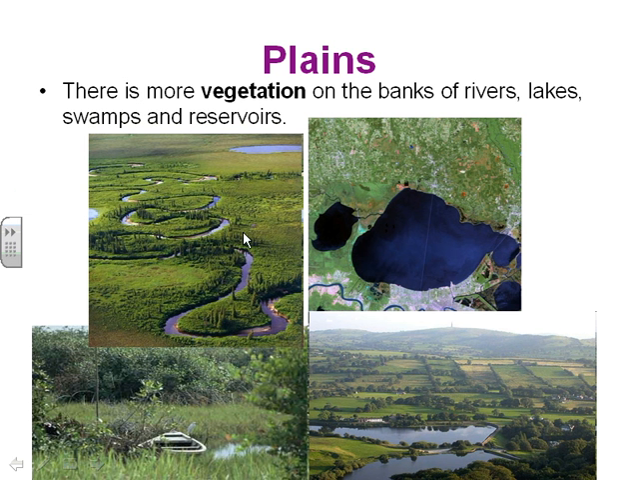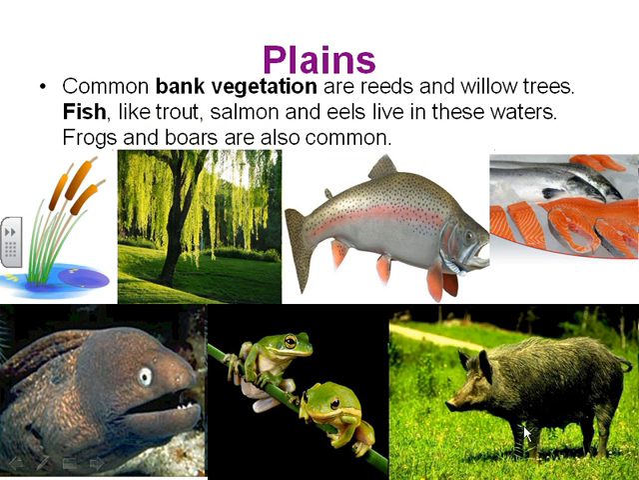There is more vegetation on the banks of rivers, and on lakes, and the swamps and reservoirs. Common bank vegetation are reeds and willow trees. Fish like trout, salmon, and eels live in these waters. Frogs and boars are also common.